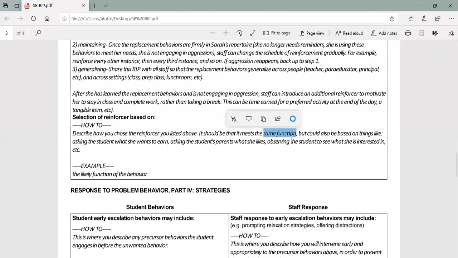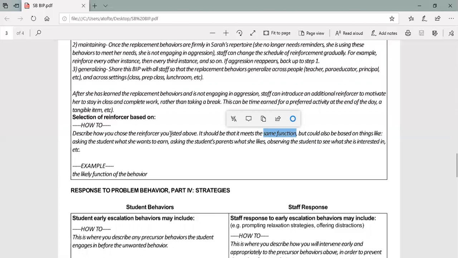If it was attention, let's say Sarah's hitting me to get my attention, now I'm going to teach her to call my name instead. And this section is asking, when she calls your name, what are you going to do for her? I'm going to give her attention, exactly the thing I said in the function.